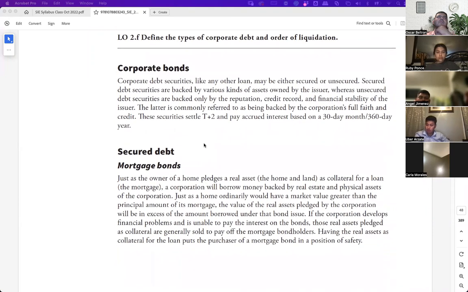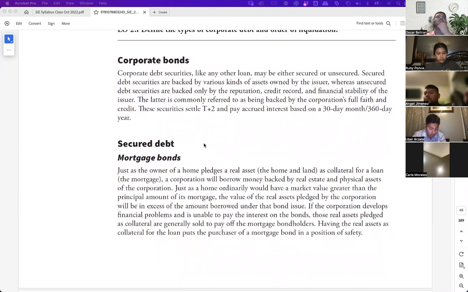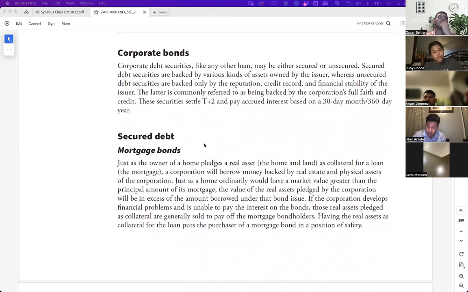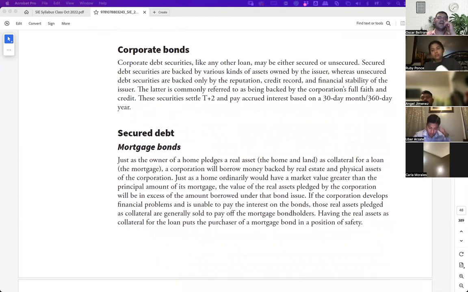All right, so now we're at corporate bonds. Right here it talks about corporate bonds and how they can be either secured or unsecured. So overall, what do you think secured means? Guaranteed. Yep, it's guaranteed or backed up by something. It could be real estate, it could be securities and investments. It's backed up by something. Now, unsecured, what is that? Like common stock.